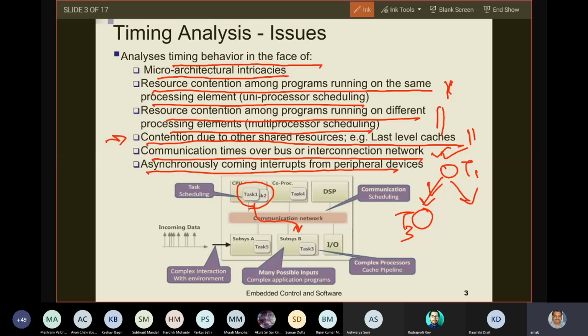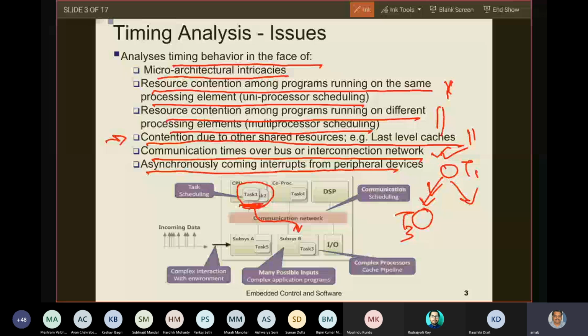Sir, can you just explain the second last point once more? Communication times over bus? Yes. So I am saying that, see, you are facing contention for processors like the CPU, because multiple tasks are executing on the same CPU resource, and you are doing task scheduling. So also you have to do bus scheduling.